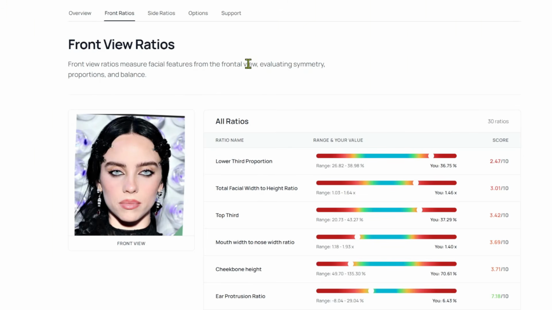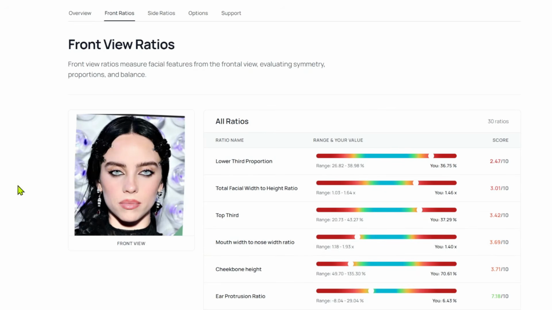Welcome back to LookLogix. Today I'll be assessing the facial harmony of Billie Eilish, her front and side profile. We'll look through all her proportions, her objective measurements on her face, and we're going to find out her score.